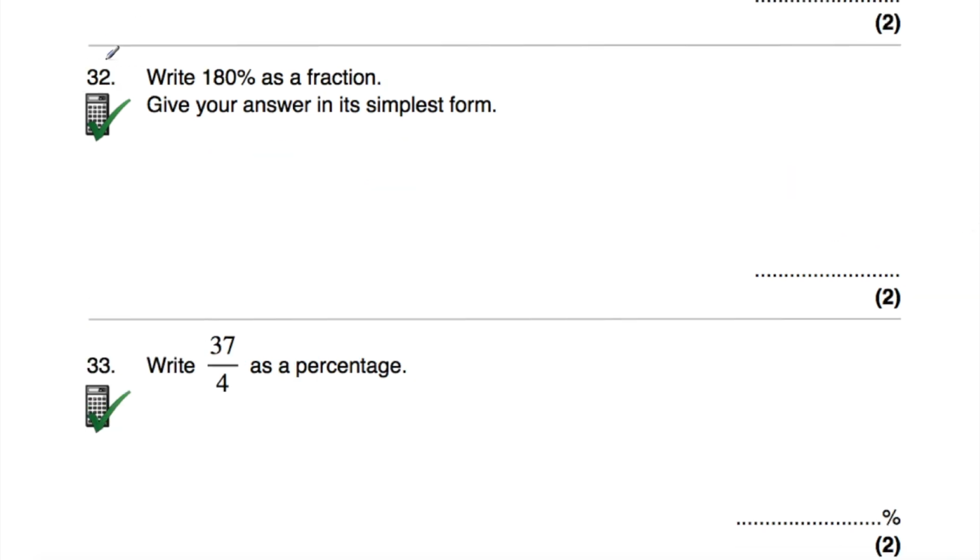Okay, let's have a look at our next question, question number 32. It says to write 180% as a fraction and to give our answer in its simplest form. This is 180 out of 100, because percent means out of 100. Then we can cancel this down. If we divide both by 10, we get 18 tenths, and we can divide by 2 to get 9/5. So the answer is just 9/5. Again, you could type 180 over 100 into your calculator, and that gives you an answer of 9/5. And that's it.